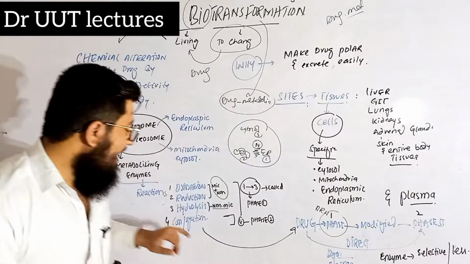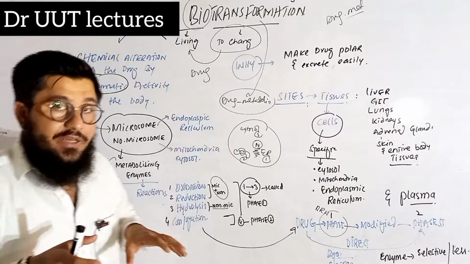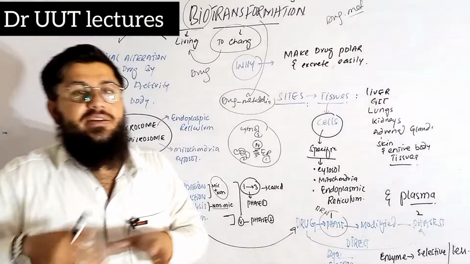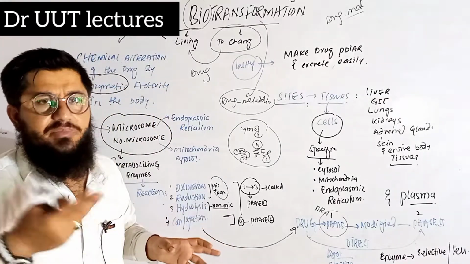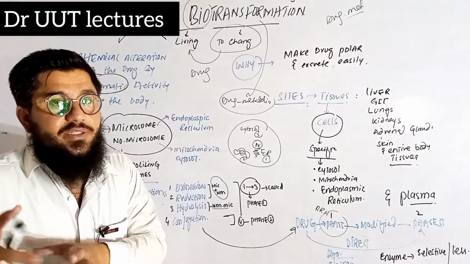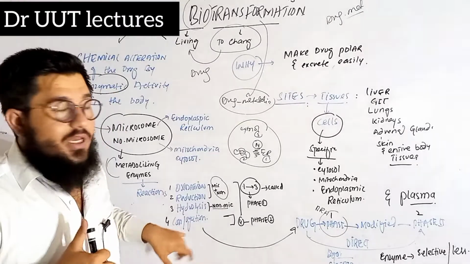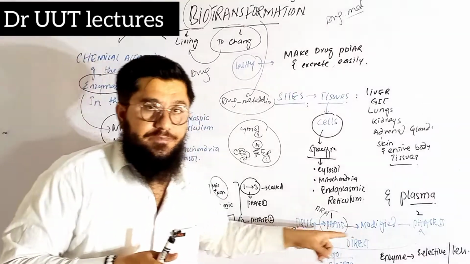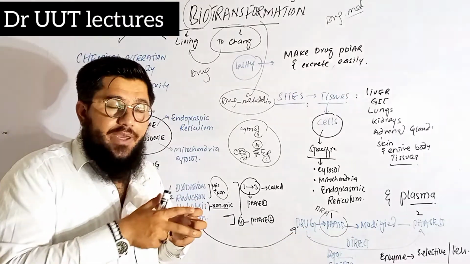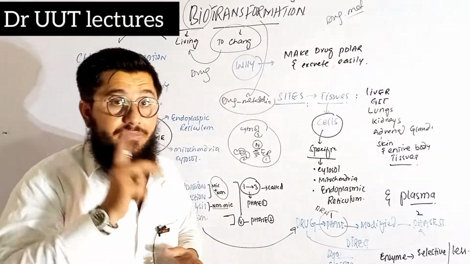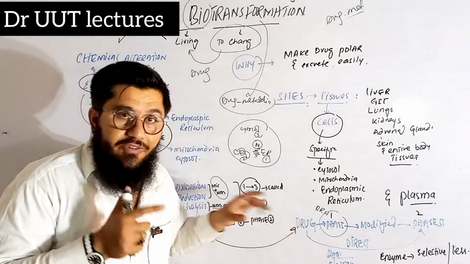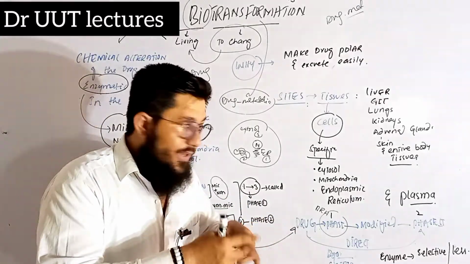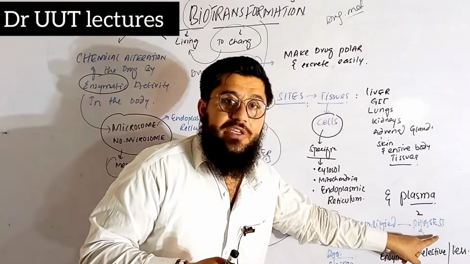In phase 2 we have the conjugation reaction. Here, by means of glucuronidation and so on that I just mentioned, methylation and so on, all these conjugating substances combine with the drug that has been through phase 1. They combine with it and make the drug more polar. Remember guys, the drug first goes through phase 1, it is modified, then it enters phase 2.